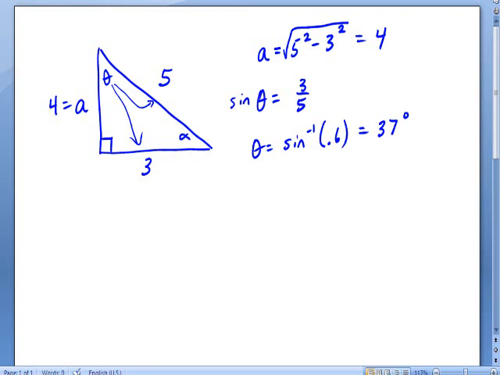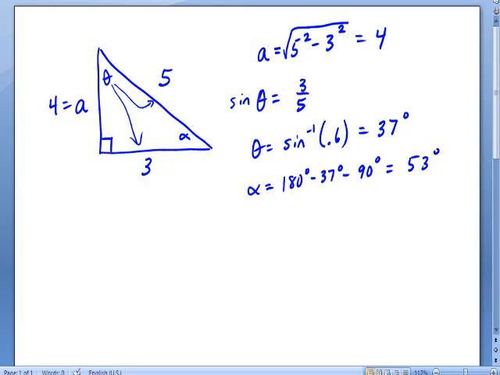In order to solve for alpha, I can use the fact that the sum of the three angles of a triangle is 180 degrees. So alpha is just 180 degrees minus the 37 from theta, minus the 90 from the right angle, and I can see that in this case, alpha should be roughly 53 degrees.